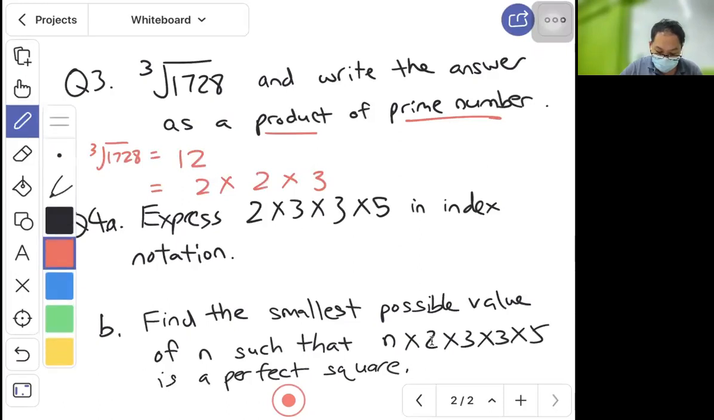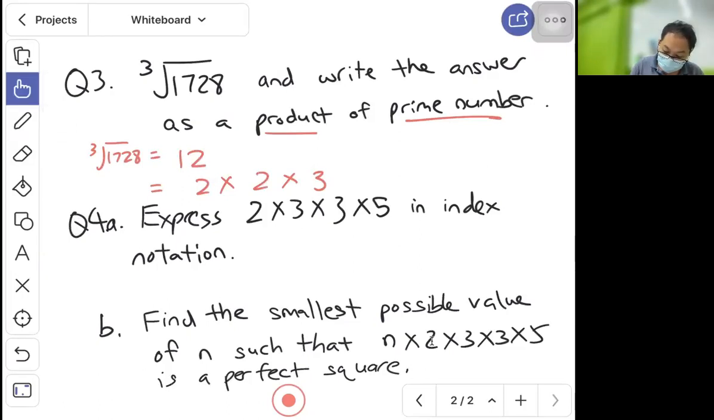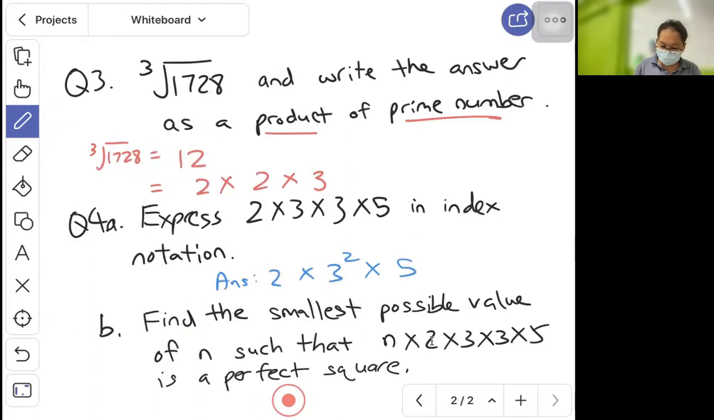Question 4a, index notation. So the answer is 2, whereas there are 2 times of 3. So it's 3 squared times 5. So this is known as your index notation with the power notation.